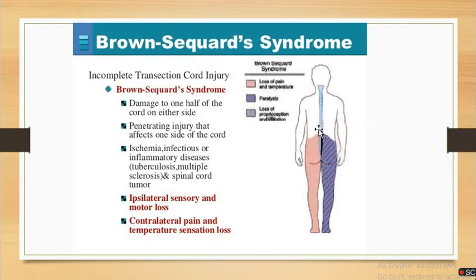If, for example, this is a spinal cord, right-sided or left-sided, and the right side becomes affected in a hemisection, then on the same side there is a loss of sensory and motor function. That's why we call it ipsilateral sensory and motor loss. But you can see there is a contralateral pain and temperature sensation loss. So the opposite side shows pain and temperature loss. This is the main characteristic of that syndrome.